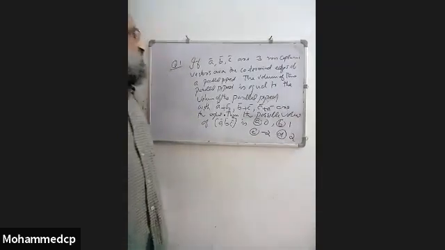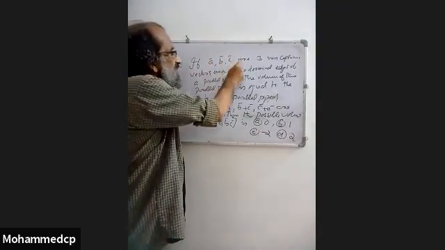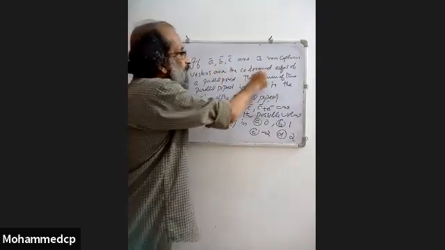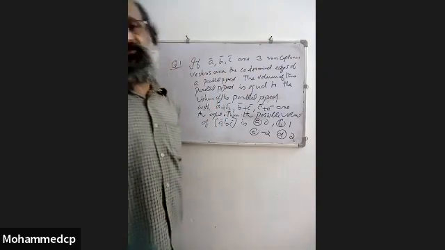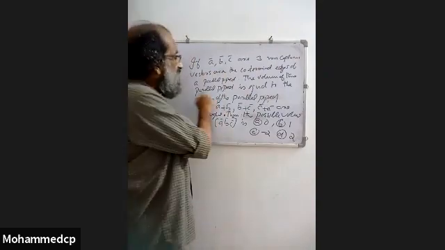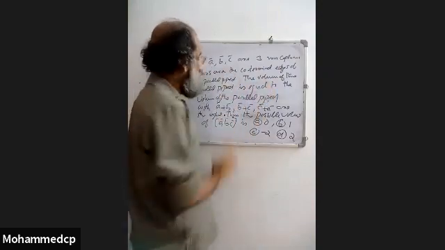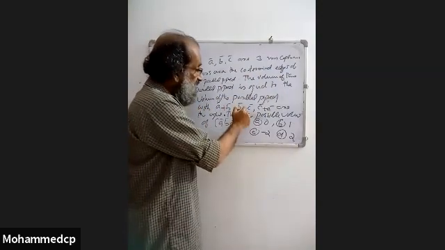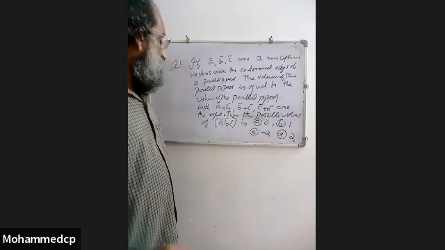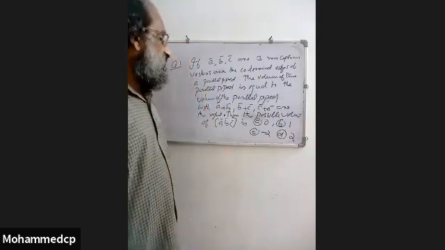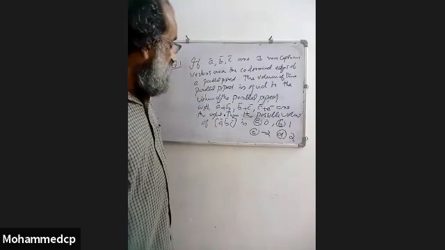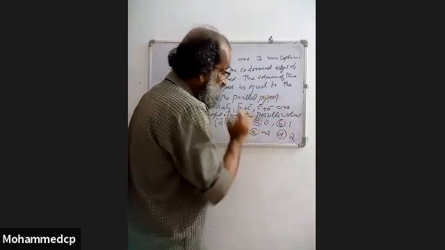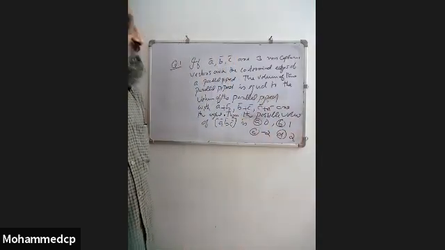The first question is this: if A, B, C are three non-coplanar vectors and are the coterminal edges of a parallelepiped, the volume of this parallelepiped is equal to the volume of the parallelepiped with A plus B, B plus C, C plus A as the edges. Then the possible value of box ABC is: option A 0, option B 1, option C minus 2, option D 2. These are the four options.